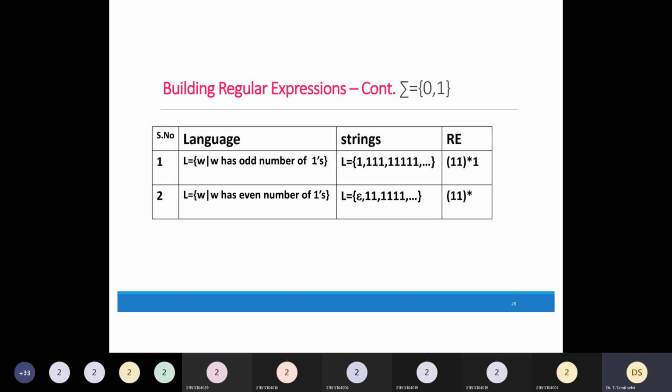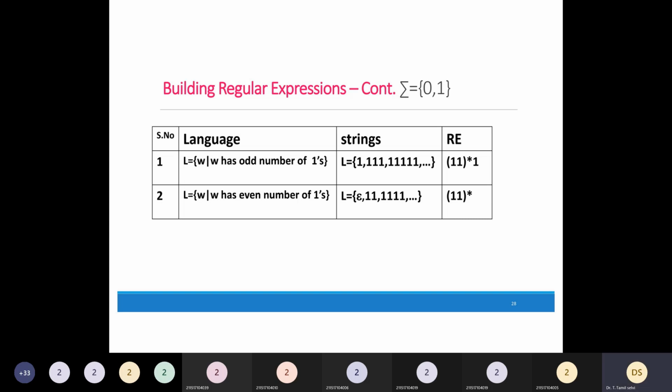And then the second example, the same thing, but instead of odd number, here you have to form the regular expression for even number of ones. So even number of ones means 1 power 0, 1 power 2, 1 power 4, 1 power 6, 1 power 8, etc. That is even number of ones. So 0 is an even number, no? So you have to use the first string 1 power 0.